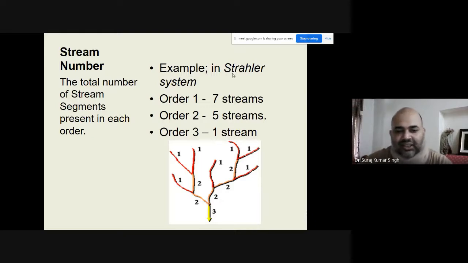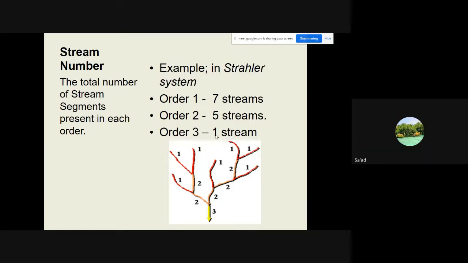So whenever you have to check the accuracy, the lower orders will have the higher number of streams and the higher orders will have a lower number of streams. If the result is not coming as stated, you have done something wrong during classification. You have to recheck it again. Got it? Yes, sir. Understood?